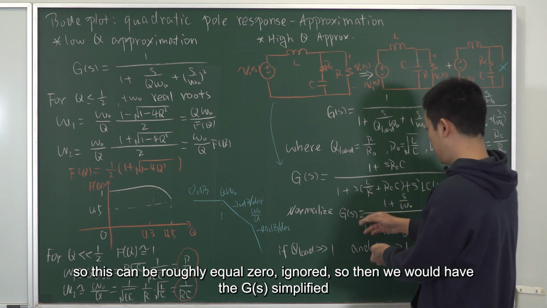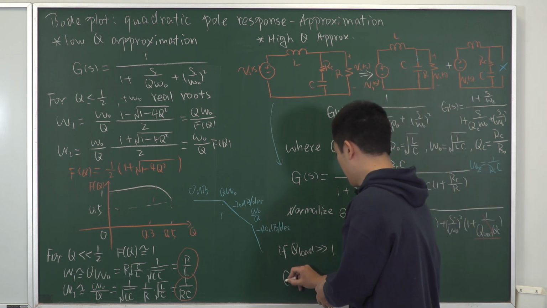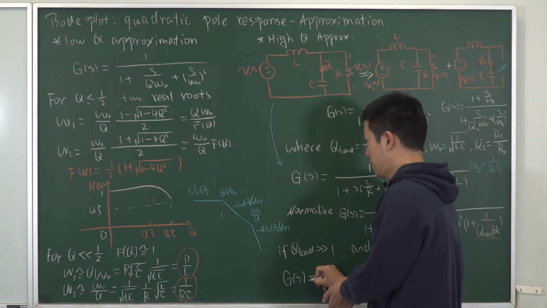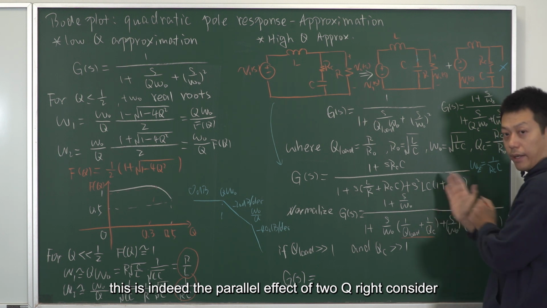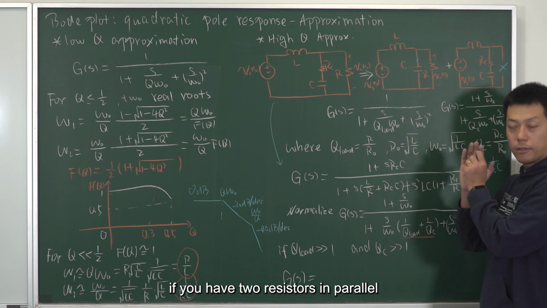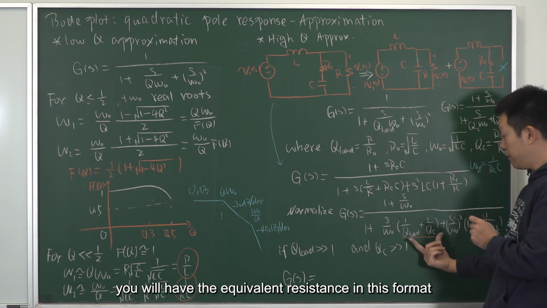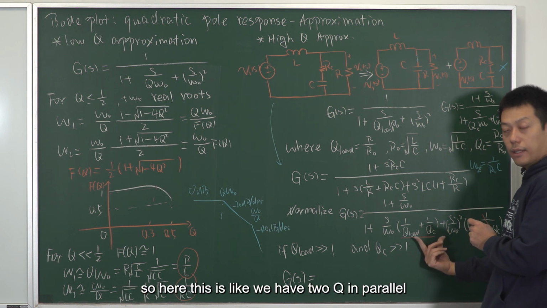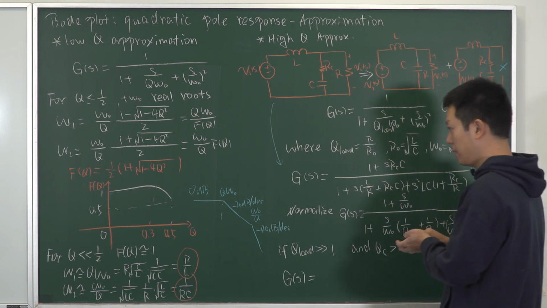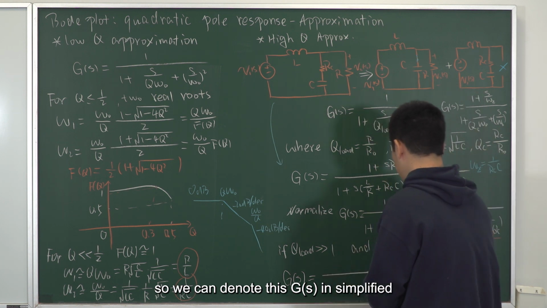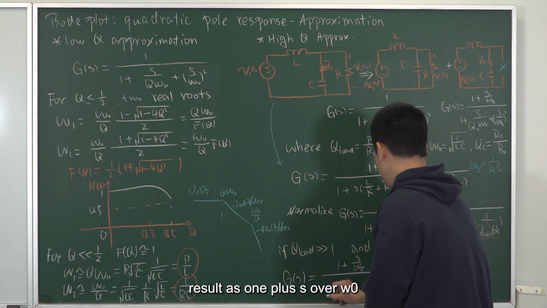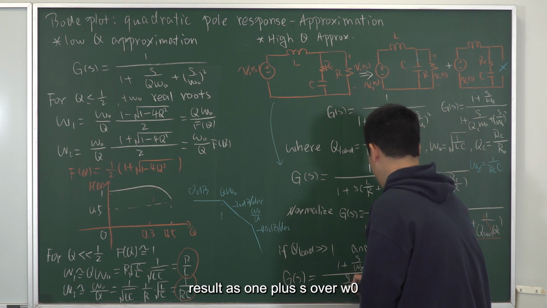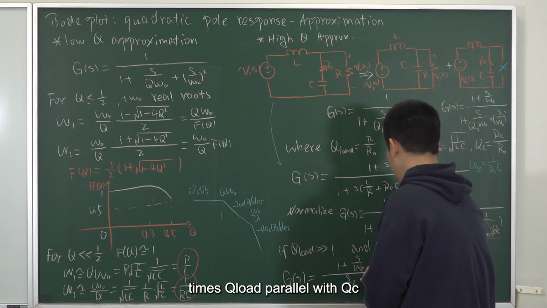Then we would have G(s) simplified. And also we look at here. This is indeed the parallel effect of two Qs. Consider if you have two resistors in parallel, you will have the equivalent resistance in this format. So here it is like we have two Qs in parallel. So we can denote this simplified G(s) result as 1 plus s over omega 0 times Q load parallel with QC.